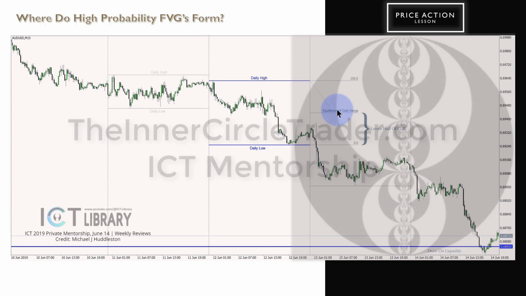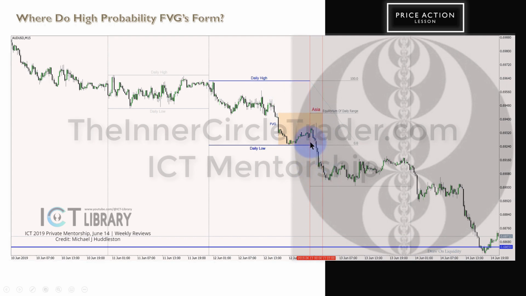When we have a fair value gap form in the previous day's low to the equilibrium, as we see right here, we have a fair value gap inside of the range between the equilibrium of the previous day's range, which is this low, to the midpoint up to that high. So on the 13th of June, which starts here, the market does what?